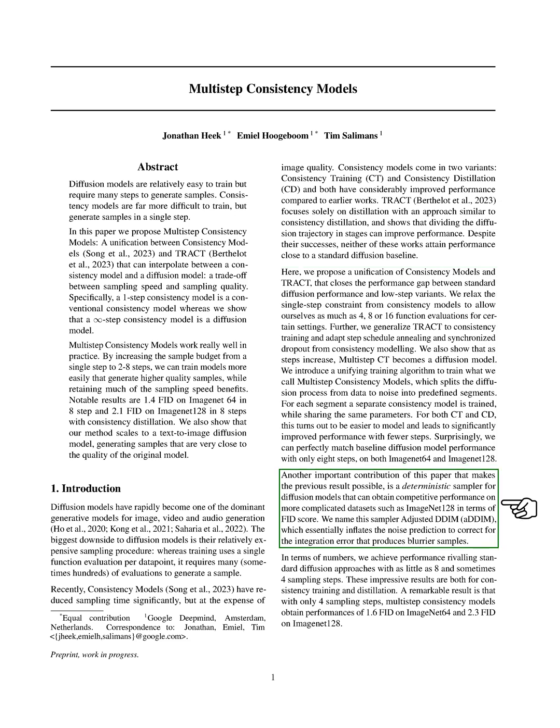Additionally, we introduce a deterministic sampler named Adjusted DDIM, ADDIM, for diffusion models, which performs well on complex datasets like ImageNet 128 in terms of FID score. With as few as 8 or sometimes 4 sampling steps, we achieve results comparable to standard diffusion methods in both consistency training and distillation. Notably, multi-step consistency models achieve FID scores of 1.6 on ImageNet 64 and 2.3 on ImageNet 128 with only 4 sampling steps.